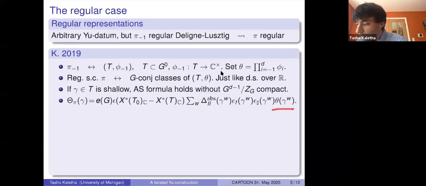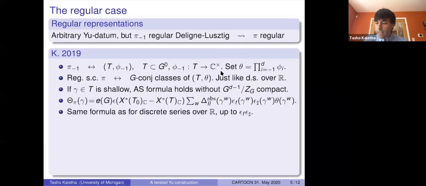We have the theta, and then we see here again our two obstruction characters that we already saw, epsilon sharp and epsilon f. And again, the good thing about this formula is that this is the same formula as for discrete series over the real numbers, except for this obstruction, epsilon f and epsilon sharp.